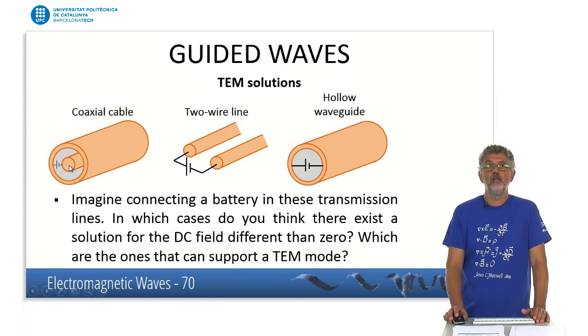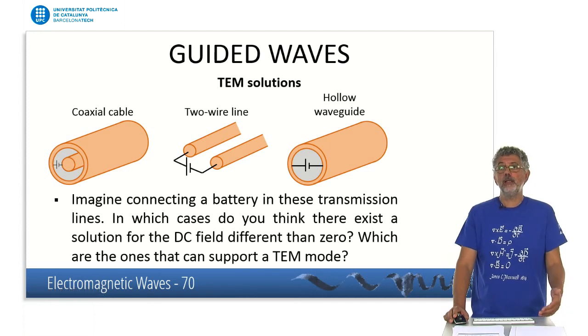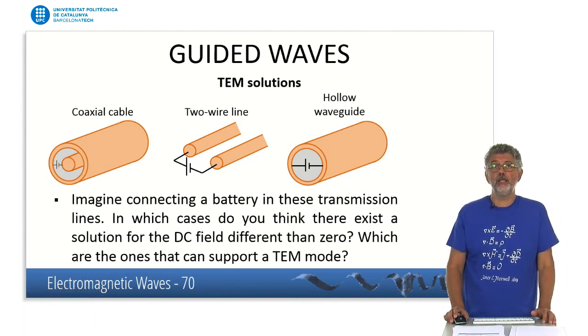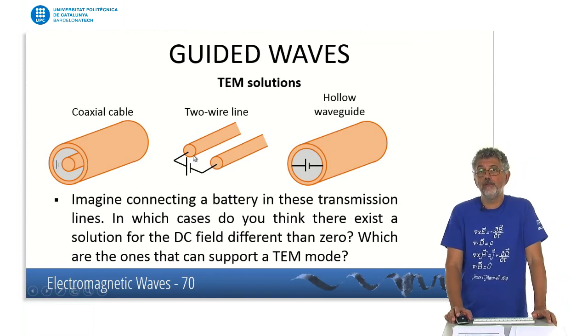Connect in this coaxial cable a battery, and imagine if there is a solution for the DC field in this structure. And of course, we can imagine that if we apply a certain voltage into these two elements, there will be a certain solution for the static field. So that means that that structure is able to support a TM mode. Also, for the two wires, if I take those two wires and I put a battery here, I can imagine that there will be a certain solution for the electric field.